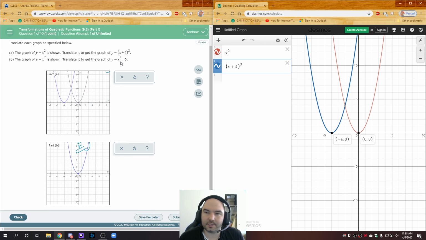The second one said x squared minus 5. When it's not in the parenthesis, that moves it up and down. In this case, minus 5 moves it down 5. Up and down moves it just the way you think it would: negative is down, positive is up. However, when it comes to the inside stuff, it moves it oppositely.